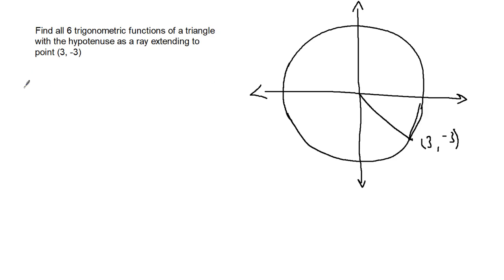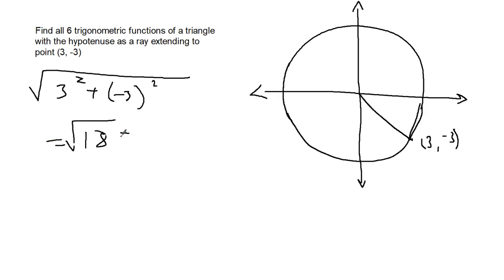A unit circle means a circle with radius 1. This circle's radius is the square root of 3 squared plus negative 3 squared, which is square root of 18, which is 3 square root 2. This is the radius of the circle, 3 square root 2. But we can still find it. It still doesn't mean that we can't find it, right? So find all 6 trigonometric functions.